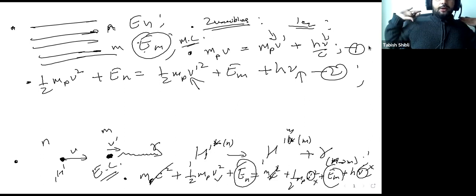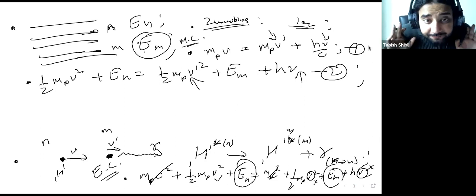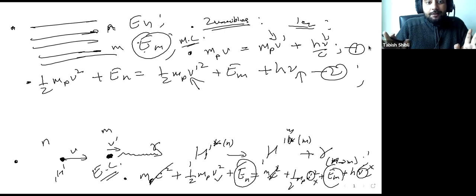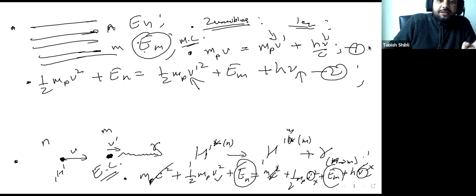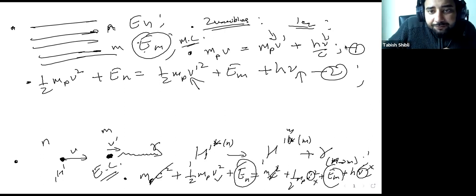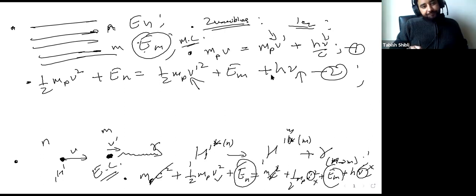So we need to eliminate one of them in order to calculate the other. Which one do we need to calculate? Nu is what we need to calculate. We need to calculate the frequency, right? So in order to calculate the frequency, we just remove v prime. How do we remove v prime? Just take v prime from equation 1 and substitute in equation 2. That's how you do it.